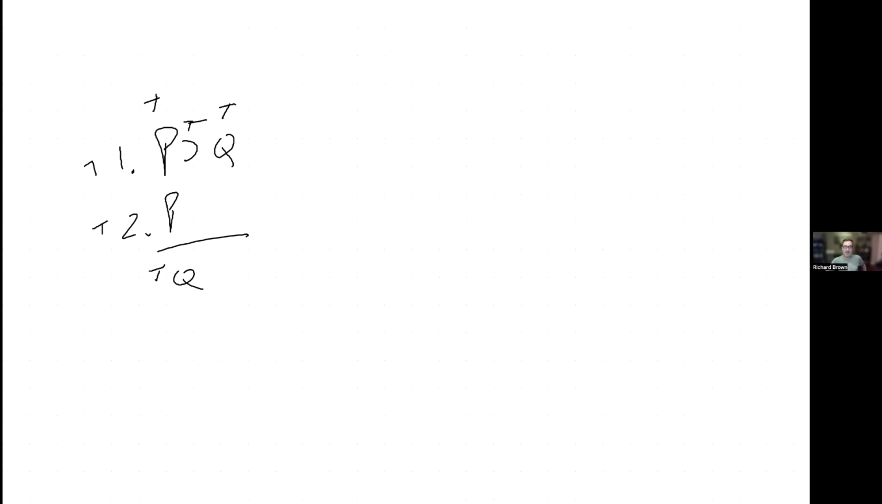Take an invalid argument where you have P horseshoe Q, and then the second premise is Q, and the conclusion is P. So what about this case here? Well, can you make both of these premises true and the conclusion false? Well, suppose that this is false, so that means it has to be false here. And suppose that this is true, so that means it has to be true here.